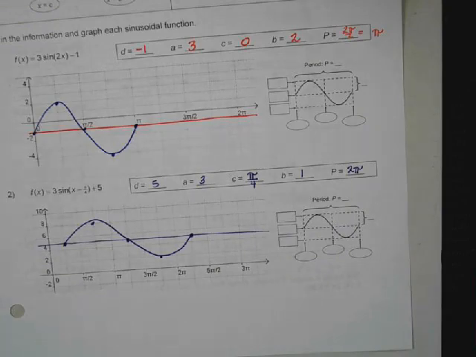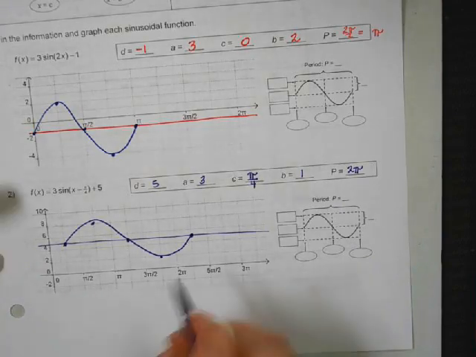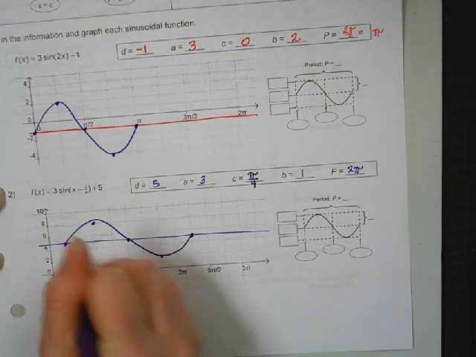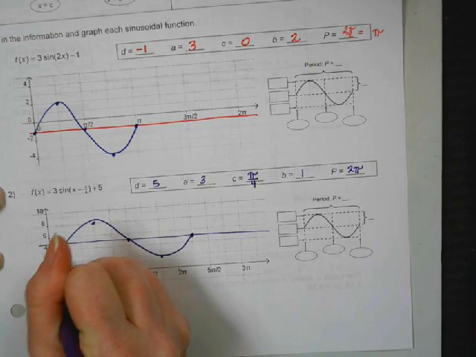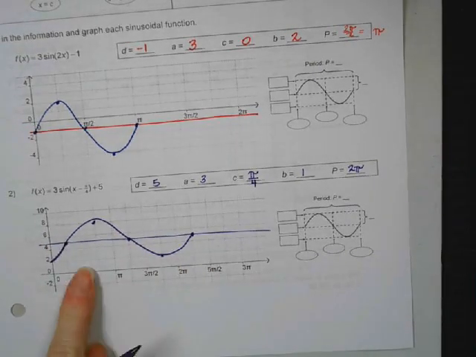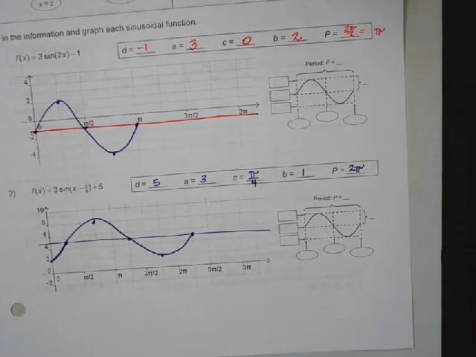Are y'all okay? Does that make sense? Now, if you were to see this on a test or whatever, how do you know whether it's a sine or a cosine wave?